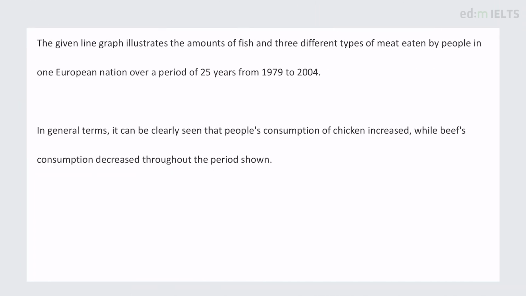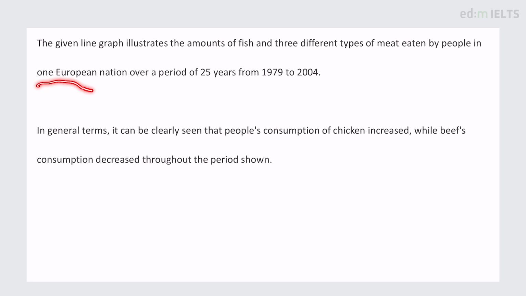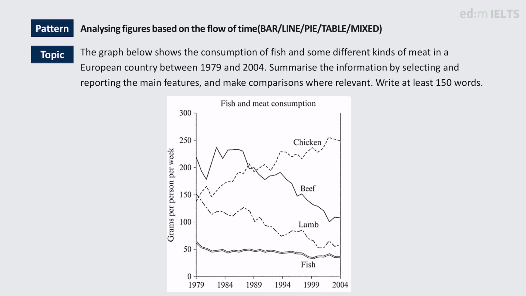Let's take a look at the answer that I got from one of my students. So the introduction, very short. The given line graph illustrates the amounts of fish and 3 different types of meat eaten by people in one European nation over a period of 25 years from 1979 to 2004. This is a kind of interesting thing. We're thinking about how to define the things. 3 types of meat and fish.